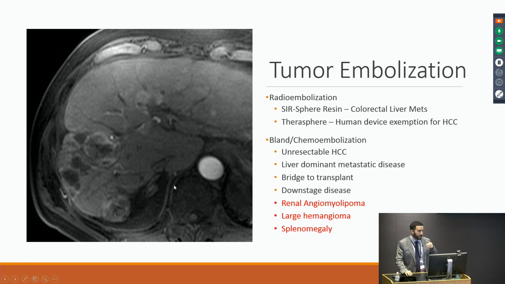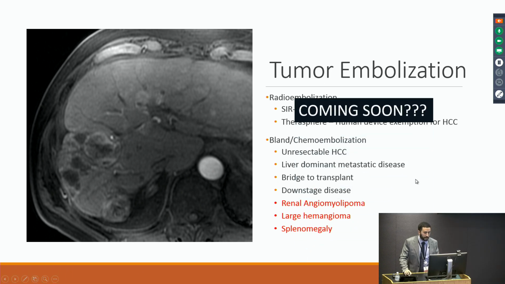What we're doing here, in this case, is trying to bridge that patient to transplant, resection, or just prolonging their survival, and we have great data for that. This also does include benign tumors, so the renal AMLs that are bleeding or symptomatic, patients with large hepatic hemangiomas or large spleens that are sequestering platelets. We can actually shrink those. Those patients do pretty darn well in terms of their platelet sequestration, and even in the splenomegaly patients, their encephalopathy does improve. So maybe that's coming here, maybe not, we'll see.